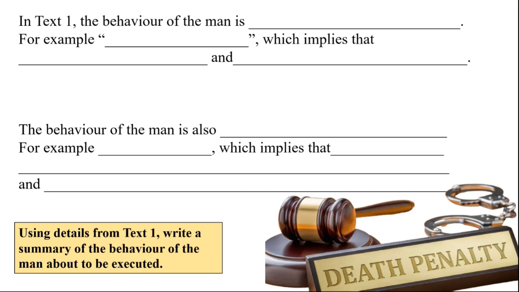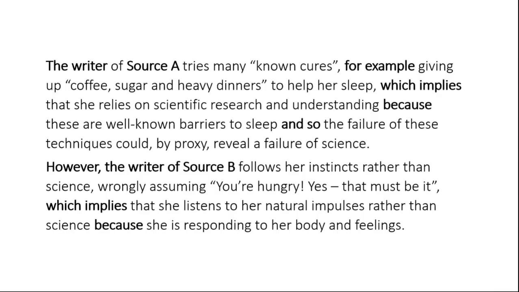I'm not going to read through two sources for one question right now, but here is a model answer for question 2 on a different topic. So the writer of source A tries many known cures, for example, giving up coffee, sugar, heavy dinners to help her sleep, which implies that she relies on scientific research and understanding because these are well-known barriers to sleep, and so the failure of these techniques could by proxy reveal a failure of science.